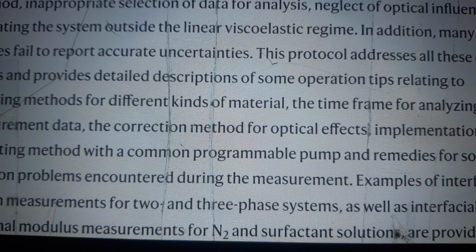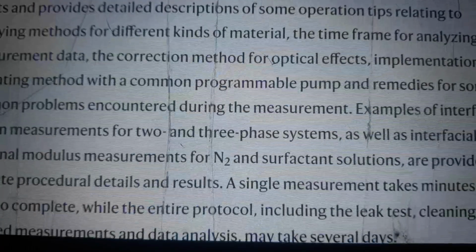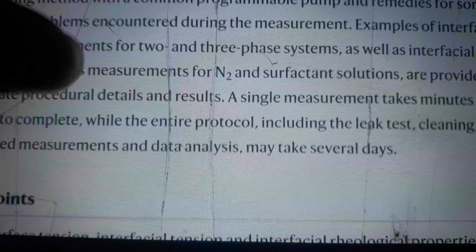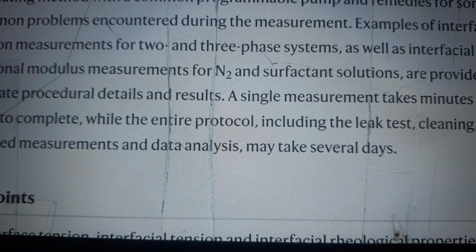This protocol addresses all these critical points and provides detailed descriptions of some operation tips relating to purifying methods for different kinds of material, the time frame for analyzing measurement data, the correction method for optical effects, implementation of the oscillating method with a common programmable pump, and remedies for some common problems encountered during the measurement. Examples of interfacial tension measurements for two- and three-phase systems, as well as interfacial dilational modulus measurements for N2 and surfactant solutions, are provided to illustrate procedural details and results.